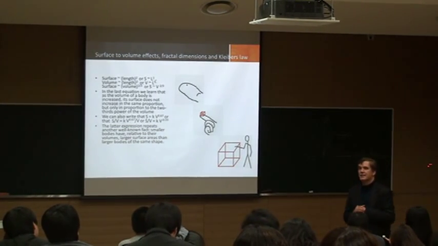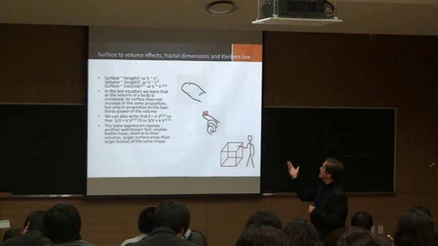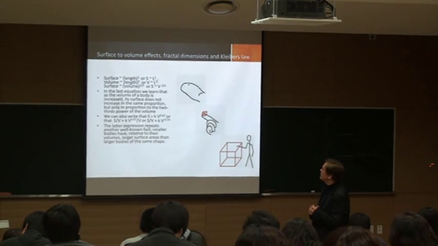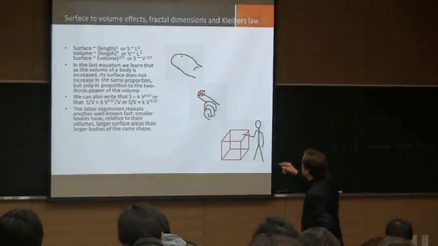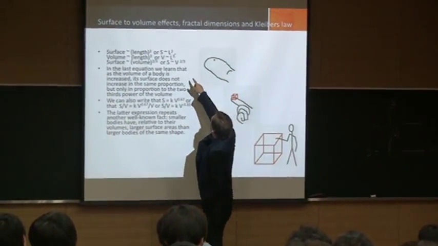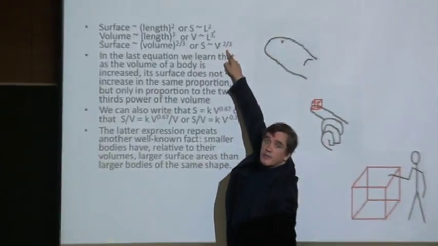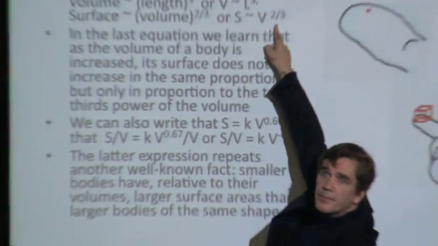So a few very simple, straightforward things. Surface scales as L squared. Volume as L to the third, and now surface to volume will be 2 over 3, right? Or surface is V to the power 2 over 3. 2 over 3 is 0.67, right?